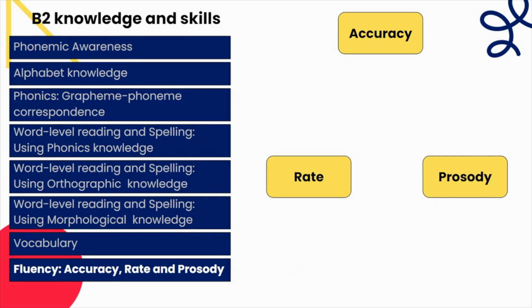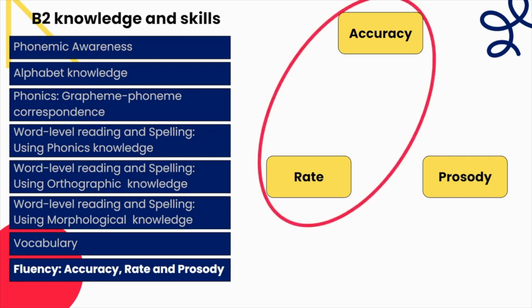When it comes to fluency, of the three components, two are easily measured and assessed: accuracy and rate. Oral reading fluency is a screening measure that assesses these two components of fluency, and when measured, ORF, or oral reading fluency, is highly predictive of reading comprehension.